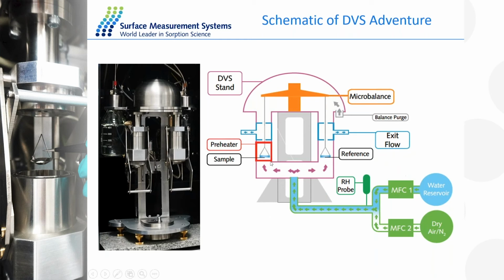So what you do is we take our sample and place it into the sample pan, and from here we can actually attach a preheater. That would be underneath this space here. So we can attach a preheater and we can preheat our sample prior to any experiments.